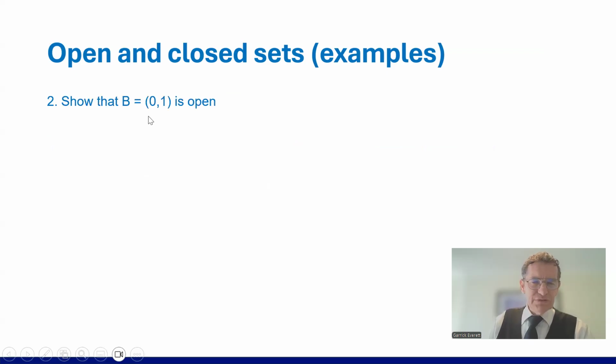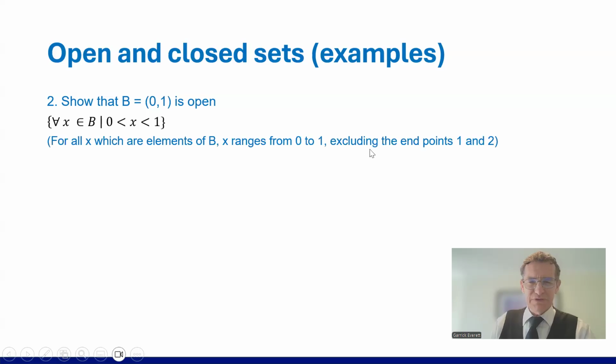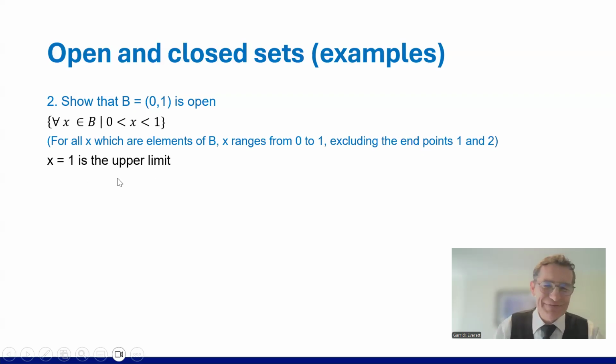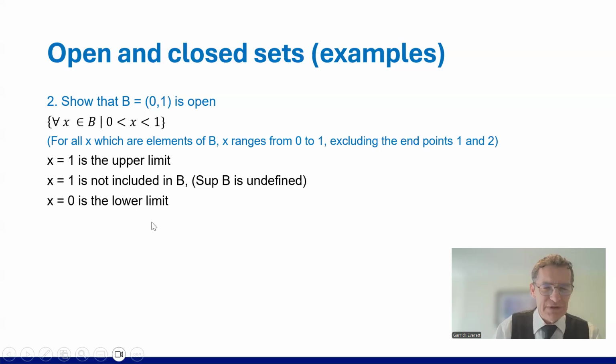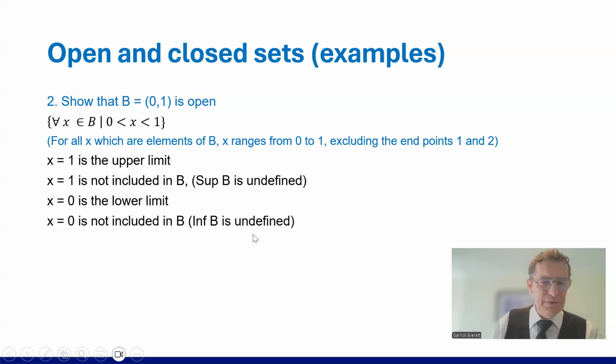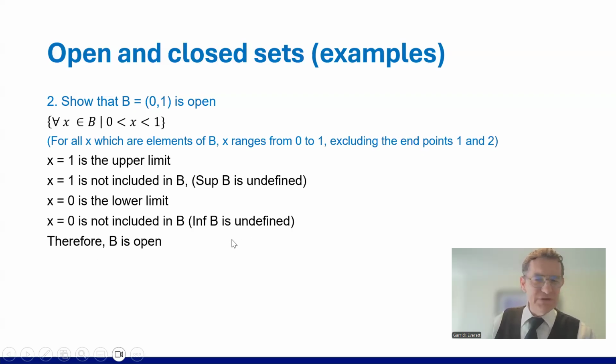Show that B equals (0, 1) is open, and same sort of thing. For all x, which are elements of B, we've got x between 0 and 1, but excluding the endpoints 1 and 0, and again writing it out in case your brain's not clicking with it. x equals 1 is the upper limit. x equals 1 is not included in B, and again I've written it here, sup B is undefined. x equals 0 is the lower limit, and inf B will be undefined as well, and therefore B is open. So very straightforward steps to show that something's open or closed.